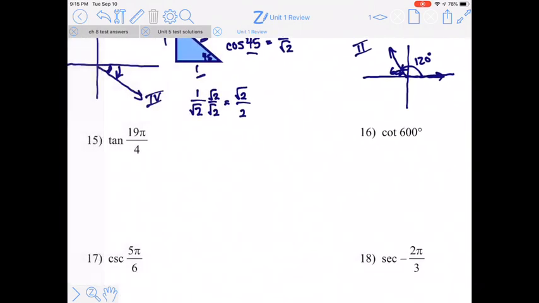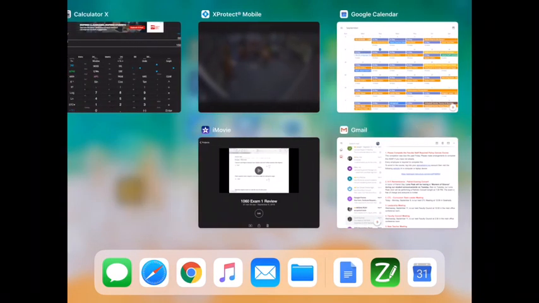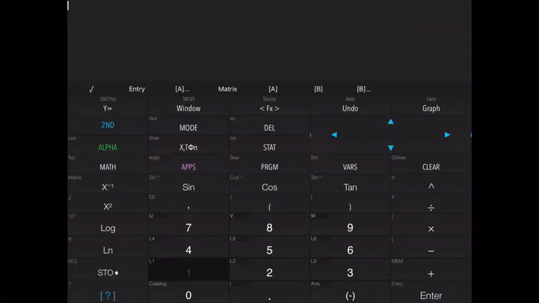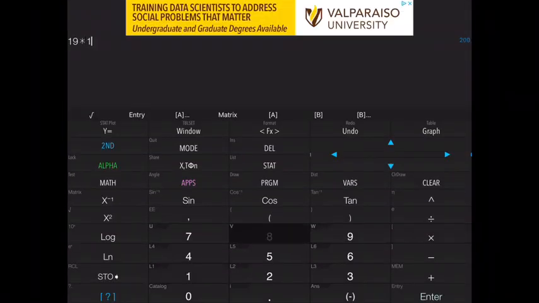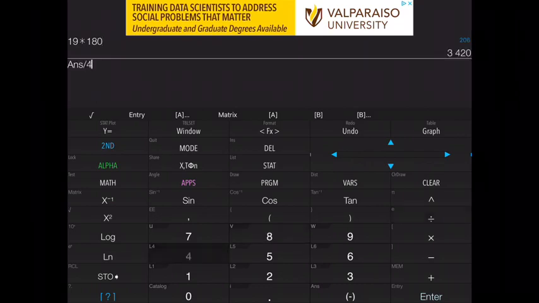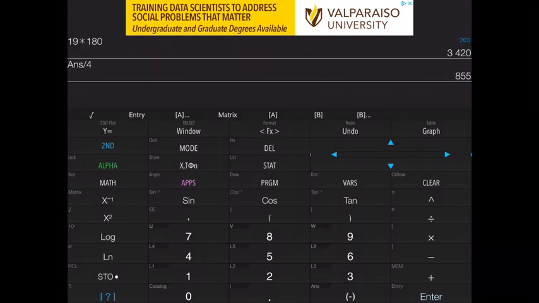Question 15, 19 pi over 4. Again, it may be easier for you to consider the degree measure rather than the radian measure. So multiply it by 180 over pi and then simplify. 19 times 180 divided by 4. So that's 855.